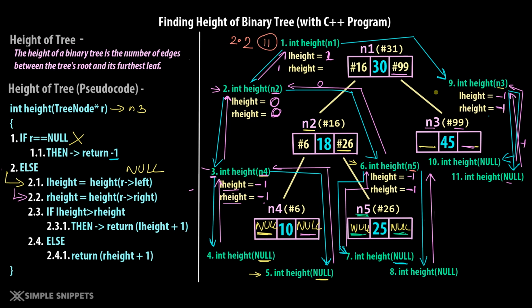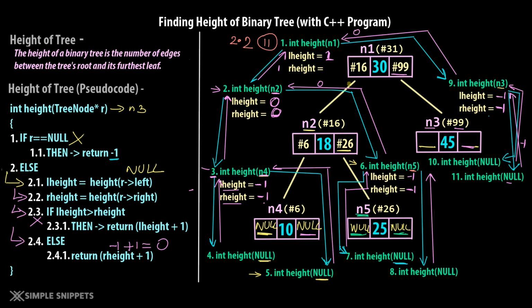And now the 9th function will again resume its operation from step number 2.3. Over here we are making a check if L height is greater than r height. L height and r height are equal, which is -1. So the 2.3 will not be executed, we will move to 2.4. In that we are saying return r height plus 1. R height we just calculated is -1. -1 plus 1 is equal to 0. So 0 will be returned from 9th function call to the calling function, which is the first function call.